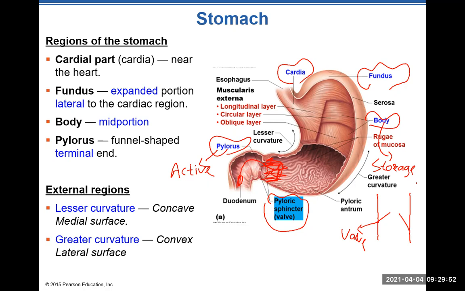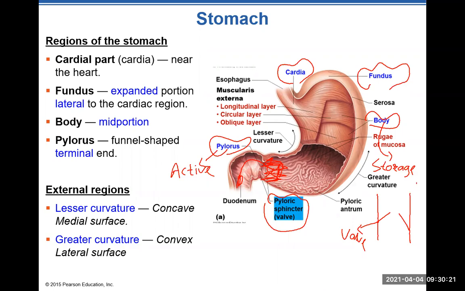Prevent the backflow, right? Similarly, throughout the alimentary canal, we have various valves which are made up of smooth muscles, or we call them sphincters. When these sphincters contract like this, the opening is closed. When the sphincters are relaxed, the opening is open, right?